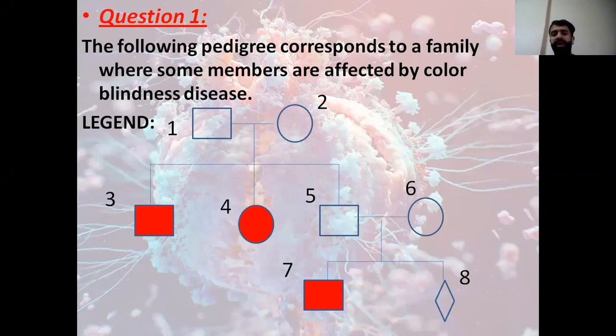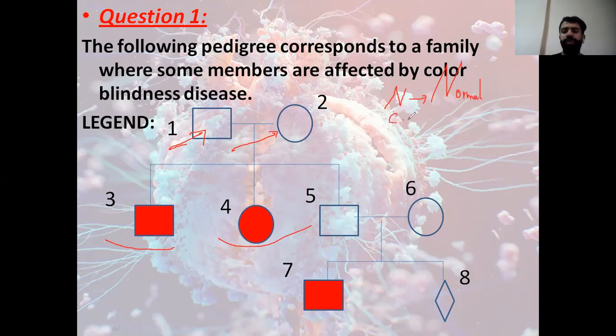So before I start, is the allele of the disease dominant or recessive? I have to go for individuals 1 and 2. Both of them are normal, but they gave birth to individuals 3 and 4, which are affected by the color blindness disease. So it's recessive with respect to the normal dominant allele, and it's masked. So let's give the normal allele N capital, and take C small for the color blindness disease. C small, color blindness.